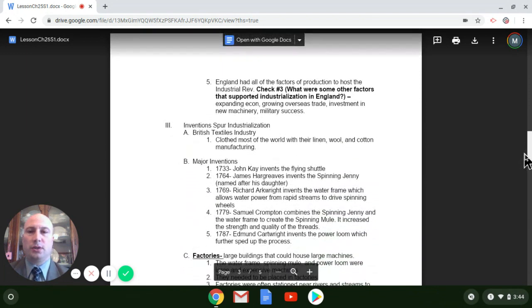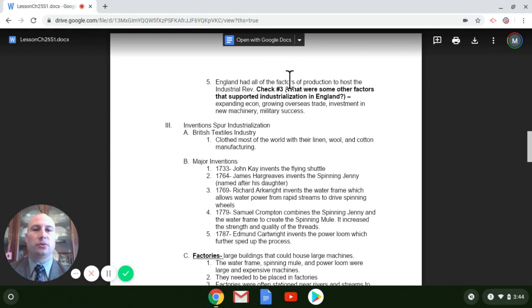Point number 5, England had all of the factors of production to host the Industrial Revolution. So if you wanted to really get into this, what were some other factors that supported industrialization in England? Well, an expanding economy. You had a growth in overseas trade due to exploration. You also have investment in new machinery, and you also have really powerful military success in England throughout their history.